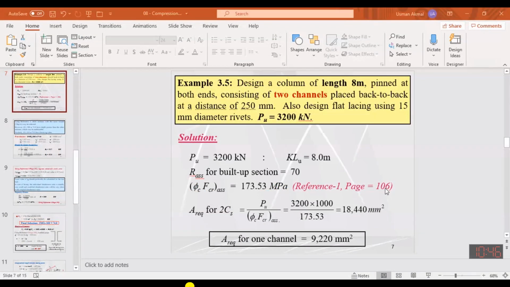Roll number 92, are you there? Yes, sir. Okay, just let me know how we take the decision regarding single lacing or double lacing. How will we decide whether we need to design the lacing as a single lacing or double lacing? On which parameter we need to decide whether to select the single lacing or double lacing?